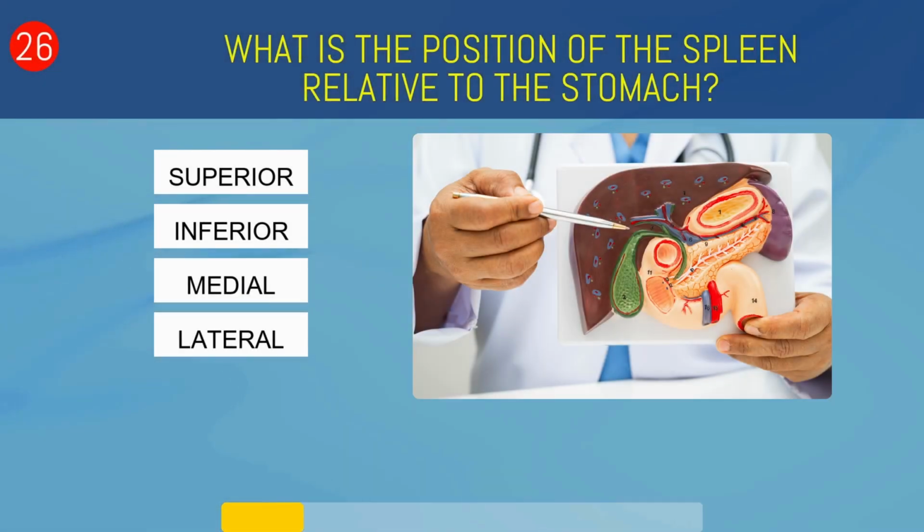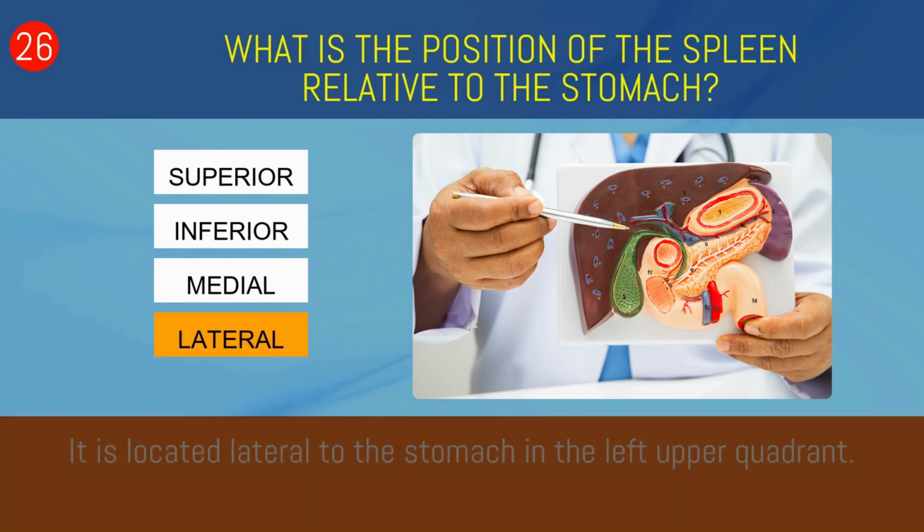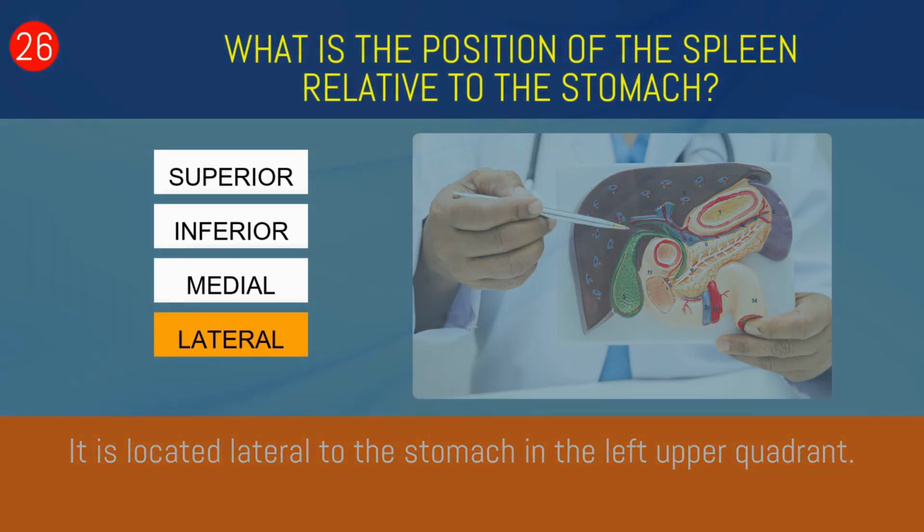What is the position of the spleen relative to the stomach? Superior, inferior, medial, or lateral? Lateral. It is located lateral to the stomach in the left upper quadrant.